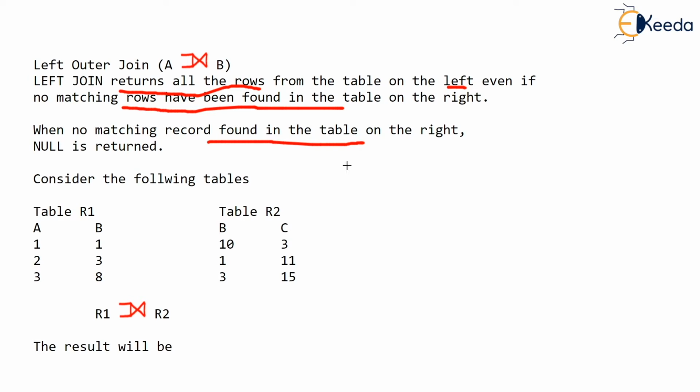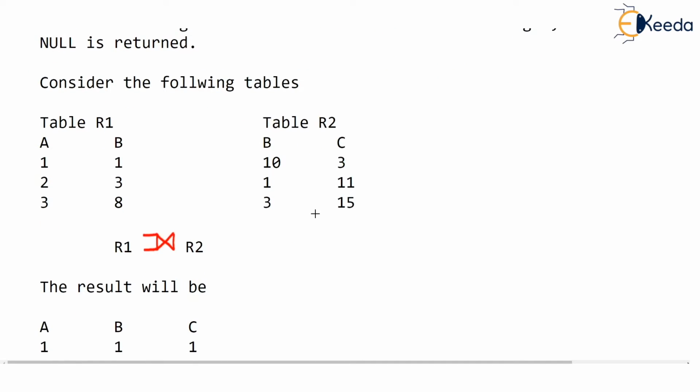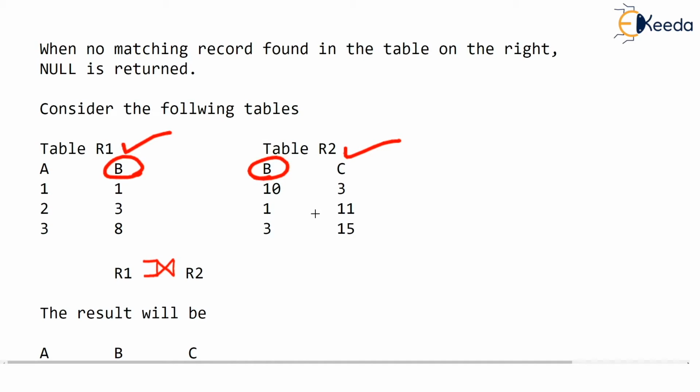Here is one more example for us, just for fun. You can check here the two tables R1 and R2 with common column B, and we are doing R1 left outer join R2. Before you see the result, if you know that R1 is the left hand side table, then definitely all these three rows will be shown. But let's check for 1 1. Here a match is found under B. So the result is 1 1 and 11.